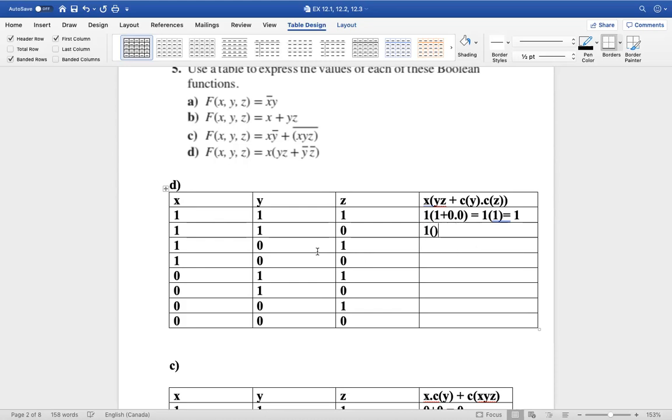Okay. So we have yz 1 dot 0 0 plus complement of y. So y complement is 0 dot complement of z is 1. So this becomes 1 0 dot 1, it becomes 0 0 plus 0 0, 1 dot 0 equals to 0. Okay. Likewise, we will fill out the rest of them. So this is 0, this is going to be 1, this is going to be 0 0 0 and 0.